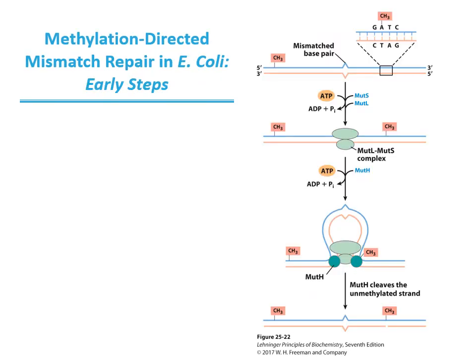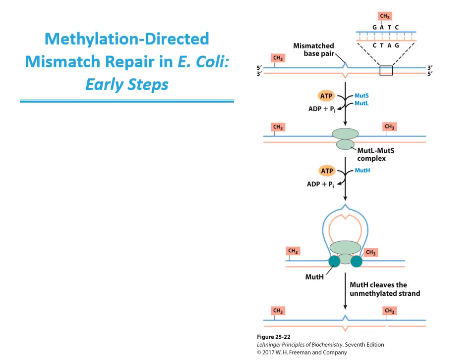Methylation-directed mismatch repair in E. coli, the early steps. Recognition of the sequence GATC and of the mismatch are specialized functions of the MutH and MutS proteins, respectively. The MutL protein forms a complex with MutS at the mismatched DNA. DNA is threaded through this complex such that the complex moves simultaneously in both directions along the DNA until it encounters a MutH protein bound at the hemimethylated GATC sequence. This movement makes a DNA loop, and MutH cleaves the unmethylated strand on the 5' side of the G in the GATC sequence.